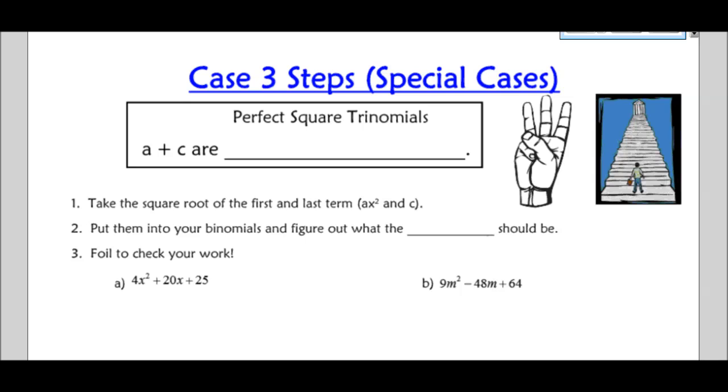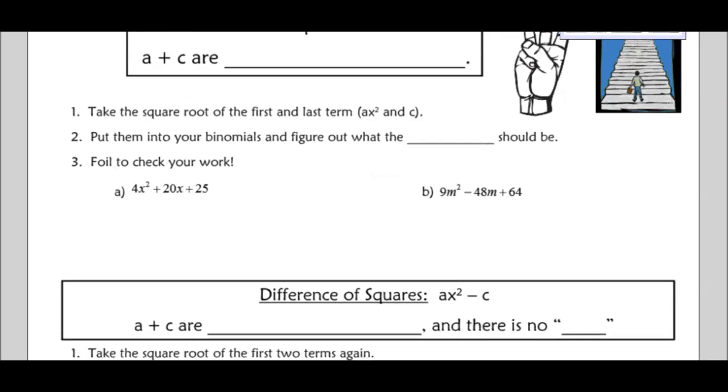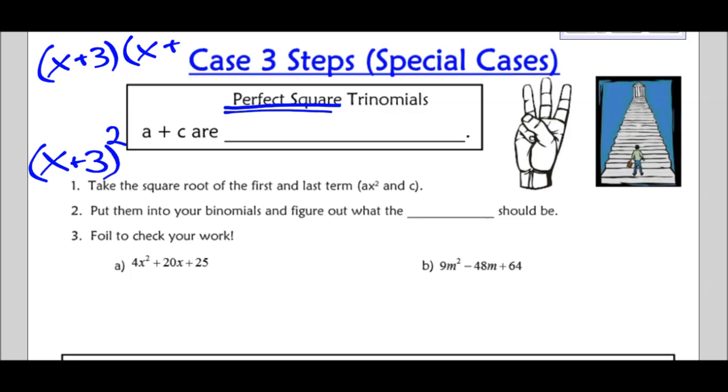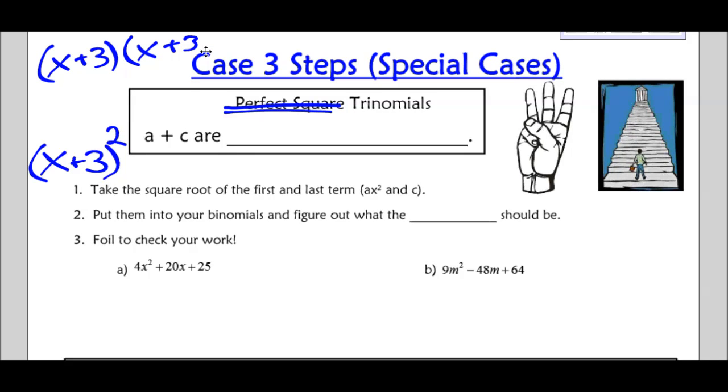The only thing that's different about these two cases is that this top one is going to give us something that's squared. It's going to give us a perfect square, so it's going to be something like x plus 3 squared. It's going to be the same thing twice. You could also write that as x plus 3 times x plus 3. It's just that it's the same thing.